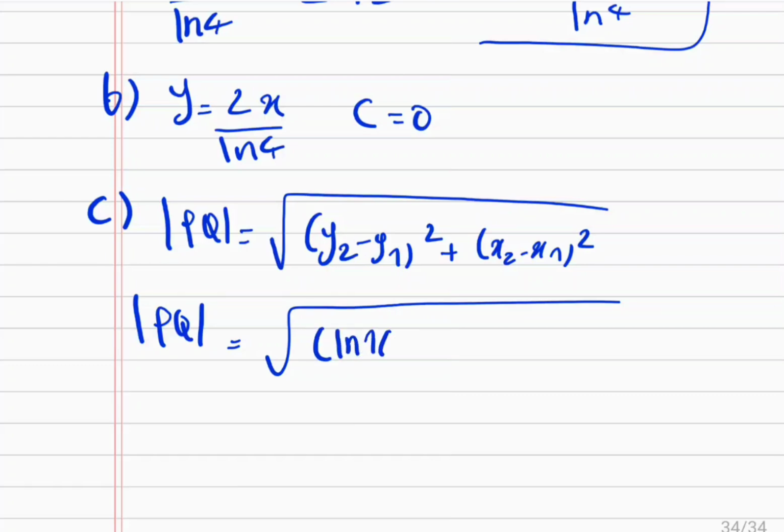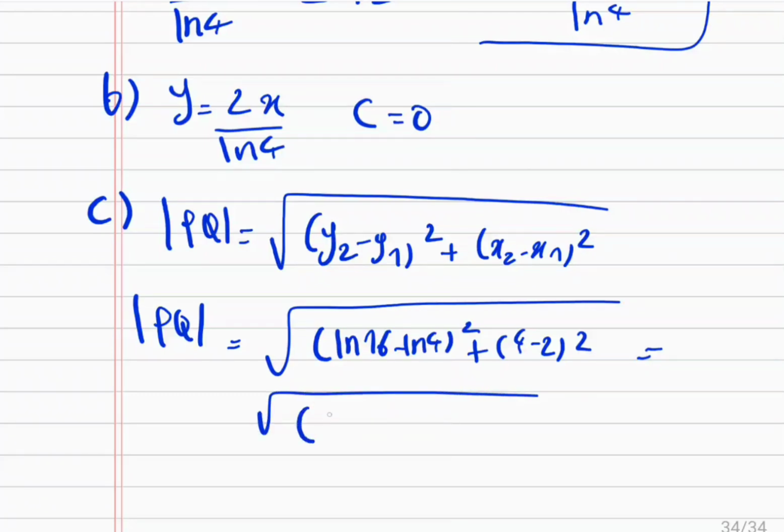So ln 16 minus ln 4 squared plus 4 minus 2 squared. And yeah, you basically get ln 16 over 4 squared, and then here is just obviously 2 squared, and the answer to three significant figures is equal to 2.43.